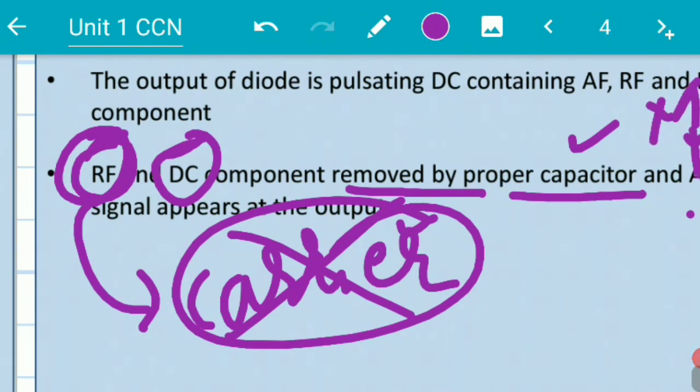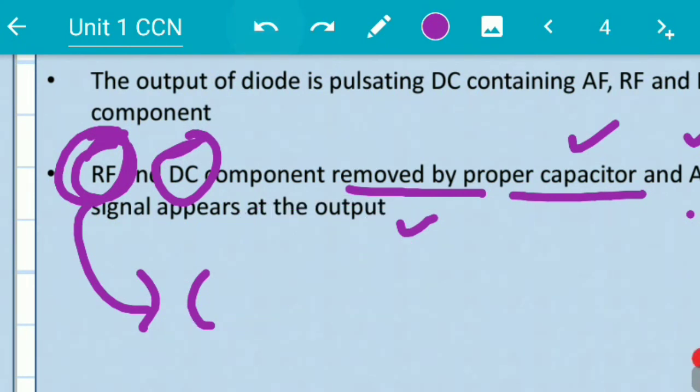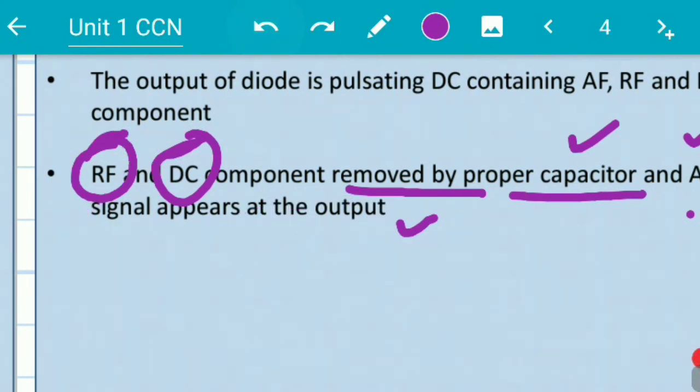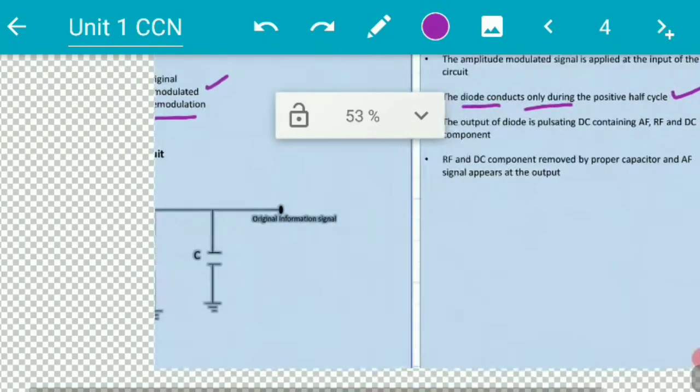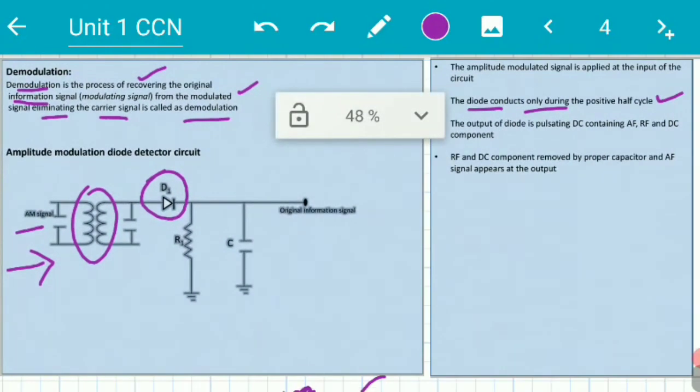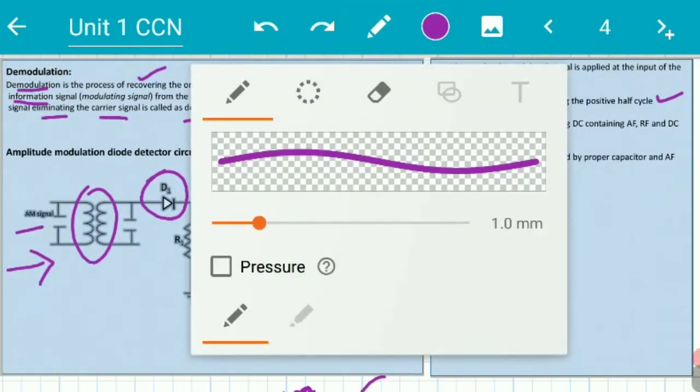Which is the modulating signal here? The audio frequency signal is the modulating signal which is recovered from the modulated signal, discarding the carrier signal. This is what we call demodulation, done by a demodulator circuit as shown in the picture. This is the demodulator circuit.